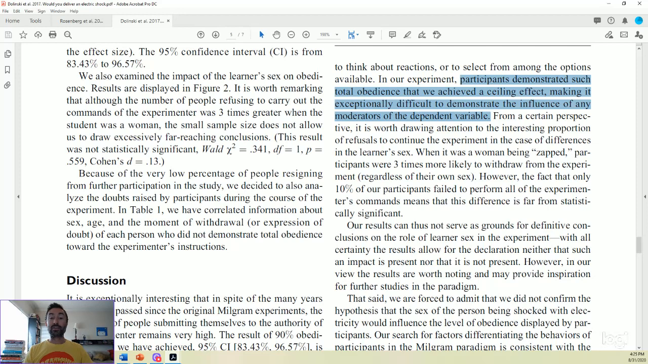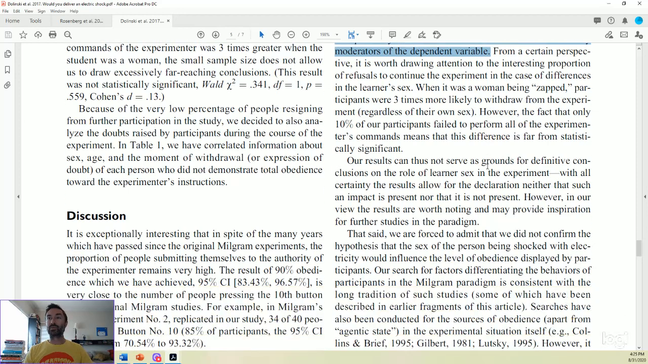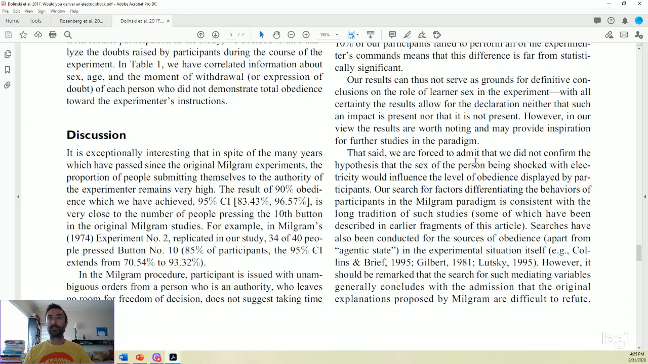They clearly state that the hypothesis was not supported. Right? We are forced to admit that we did not confirm the hypothesis that the sex of the person being shocked with the electricity would influence the level of obedience displayed by the participants. So sex didn't matter in this case. It's not a strong enough effect.